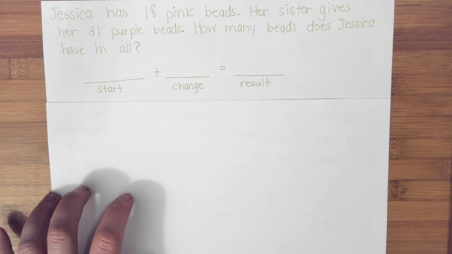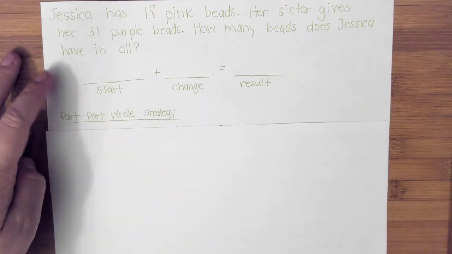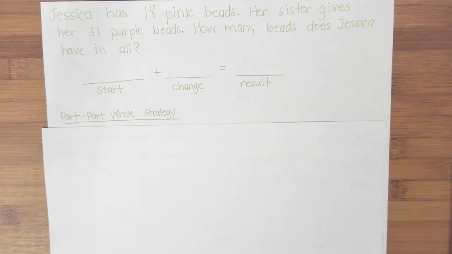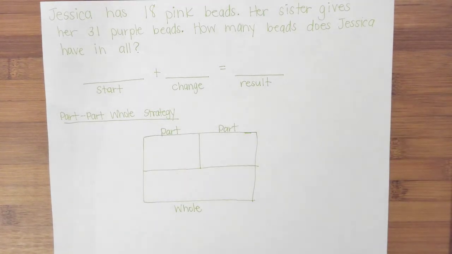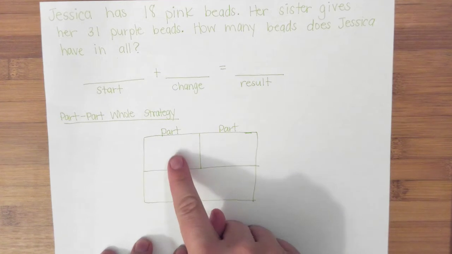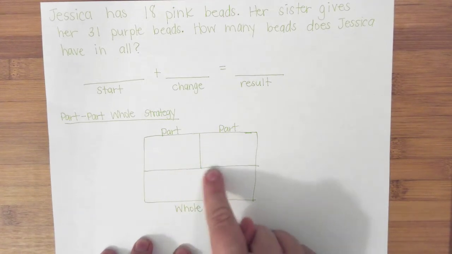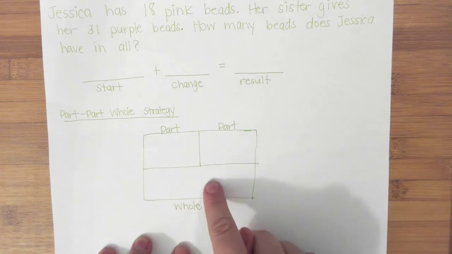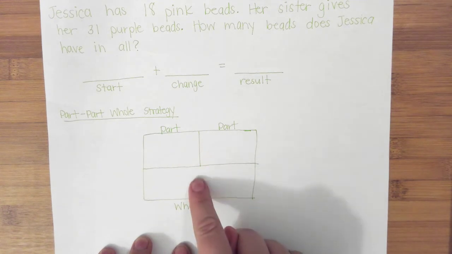So today we are going to be looking at a strategy card called part, part, whole. And some of you may have seen this before, and it looks something like this, that I have a box, and I have two parts that have to equal a whole. So that's why it's called part, part, whole, because these two parts make up the whole.